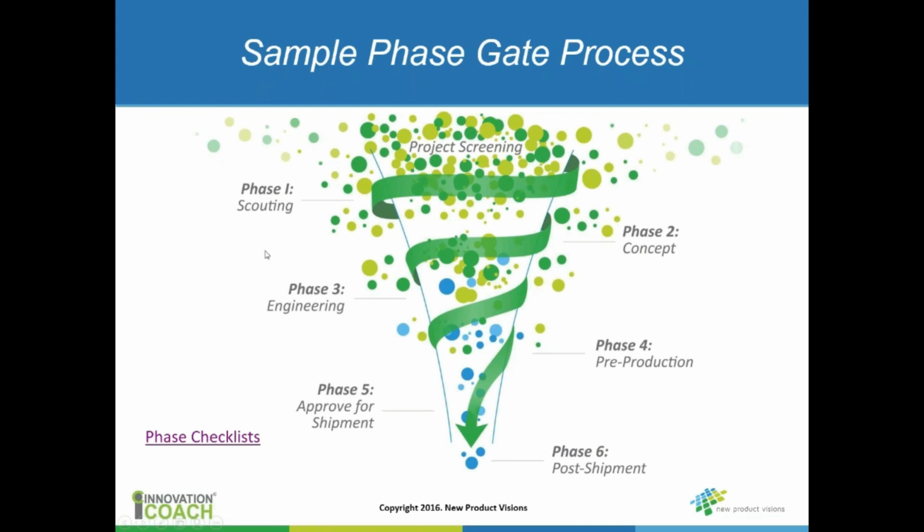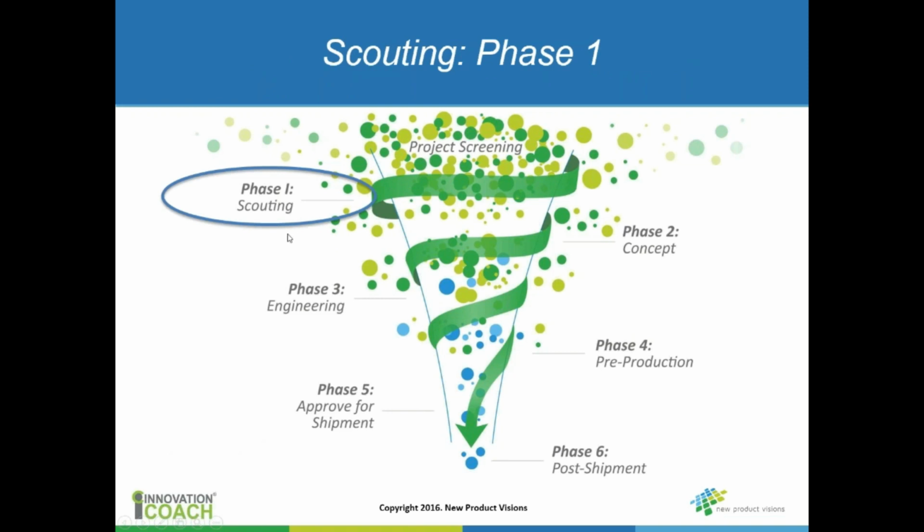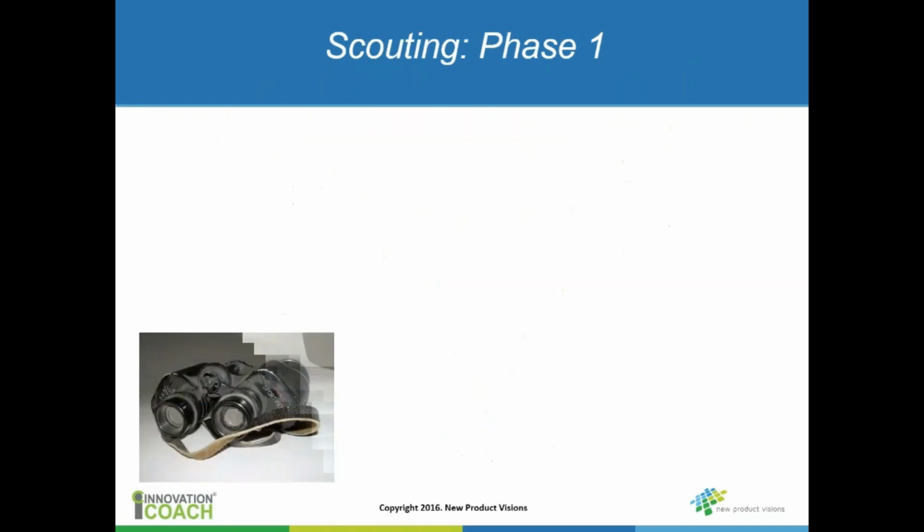So let's go through this. We'll start with phase one, what I call the scouting phase. Within the portfolio management process, we've come up with a project that we want to work on. We've now decided in the business that it's going to enter the phase gate process, and it's going to enter what I call phase one.